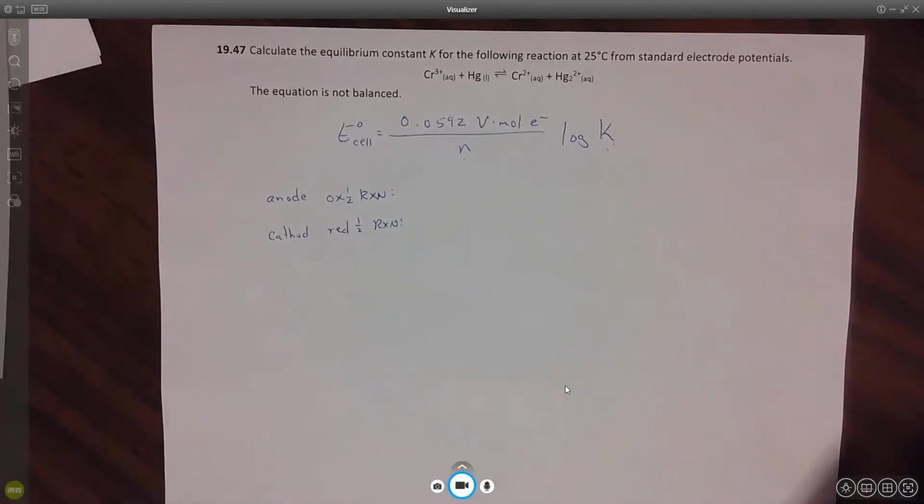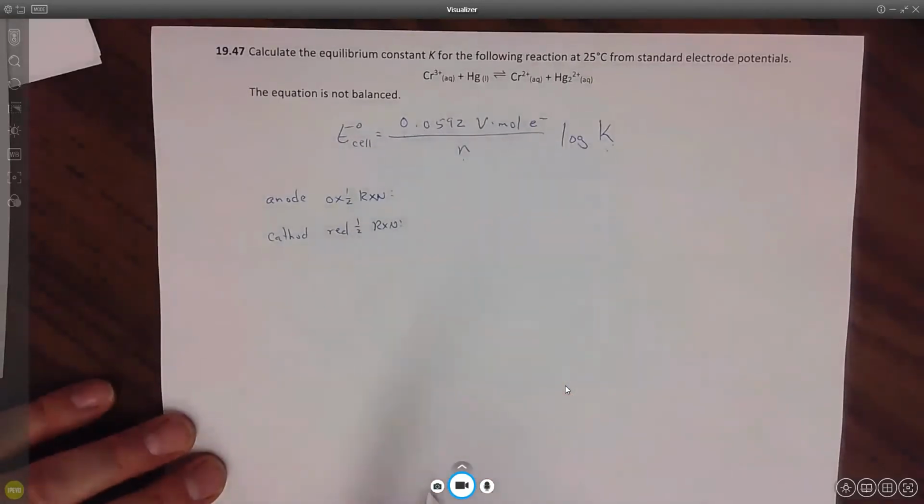Wait, really quick. Sorry, I was writing when you said this, but where did that fraction come from for the E cell, the 0.0592? Again, remember, that is the value that we calculated from converting the natural log to a log, so 2.3. We multiplied that by Faraday's constant, 96,500, and divided it by the temperature of 25 degrees Celsius, but in Kelvin, 298.15. So it was just simplifying all the constants, and that's where that number comes from.